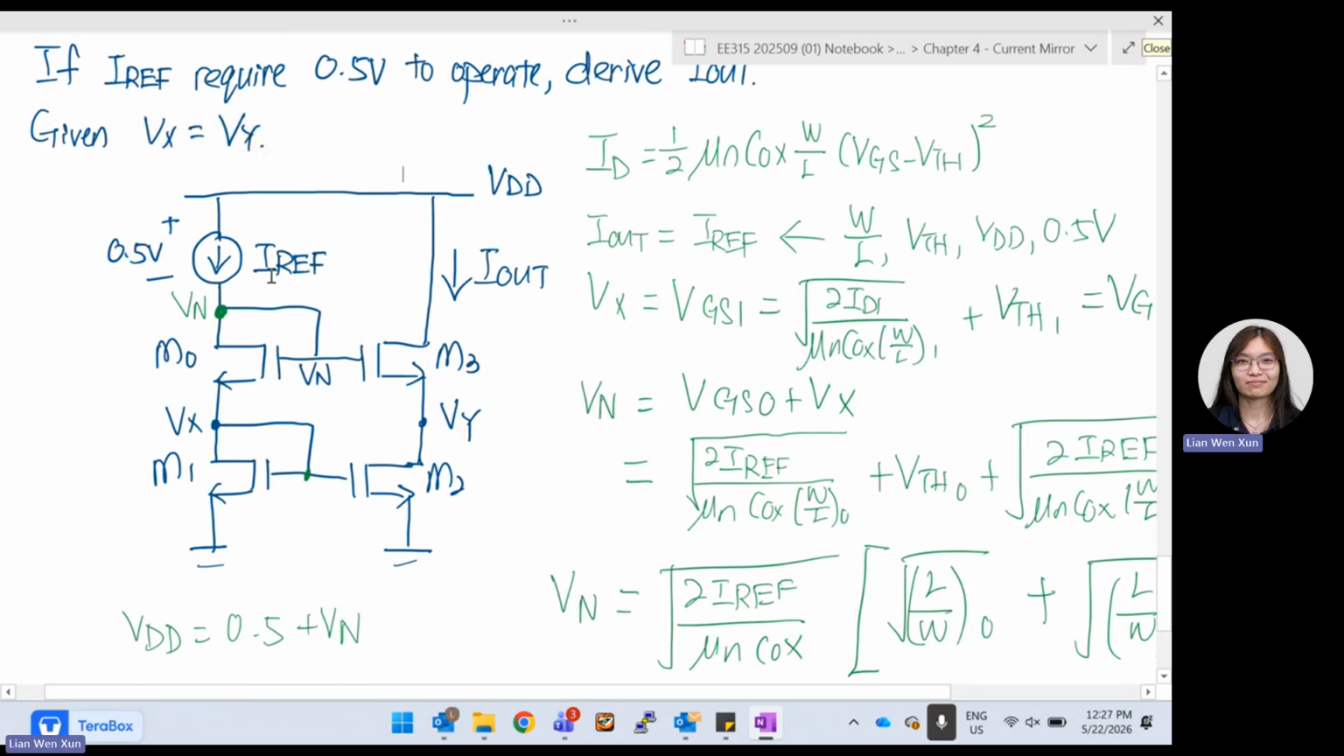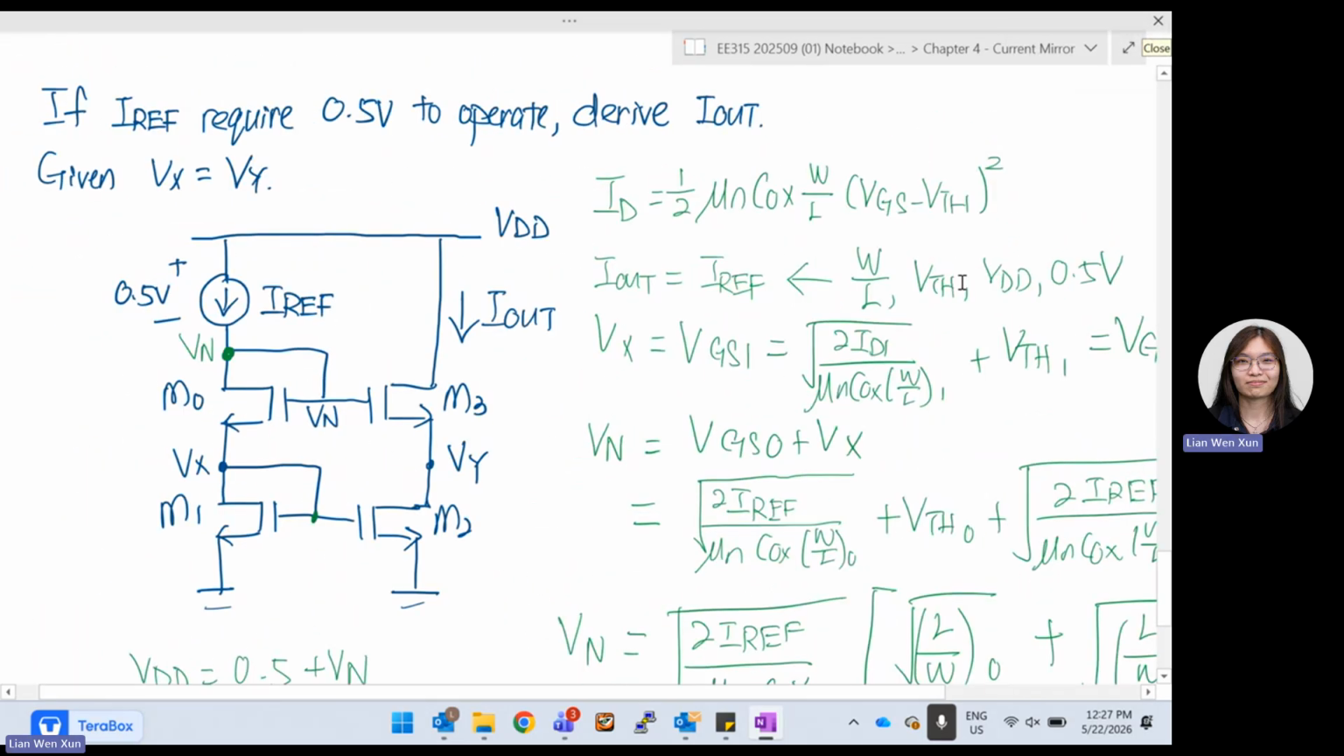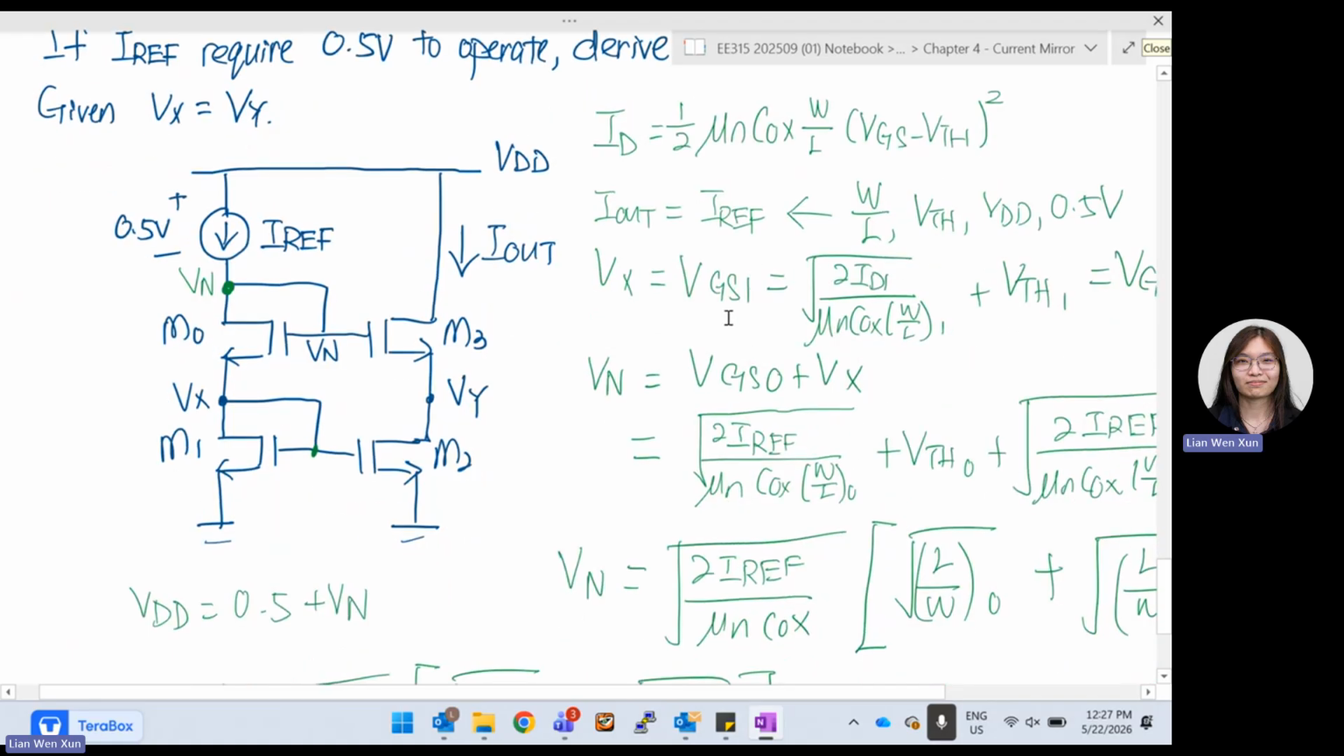So first, we can figure out what is ID. Generally, what is the equation for ID? Generally, the equation for ID is this one: half mu n C ox W over L, VGS minus VTH, squared. And then we say that IOUT is equal to IREF. Okay, so now we go point by point.